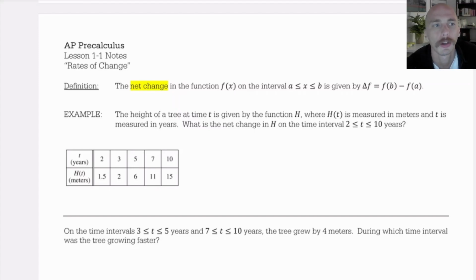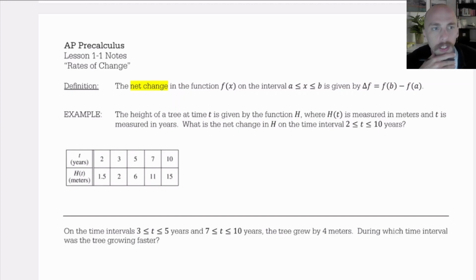In this video, we're going to be talking about rates of change of a function, and mostly average rates of change. But first, net change in a function. So the net change in the function f on the interval a to b is given by f of b minus f of a. Really, what I'm trying to remind you is that we get a difference in a function by taking two function values and subtracting them.